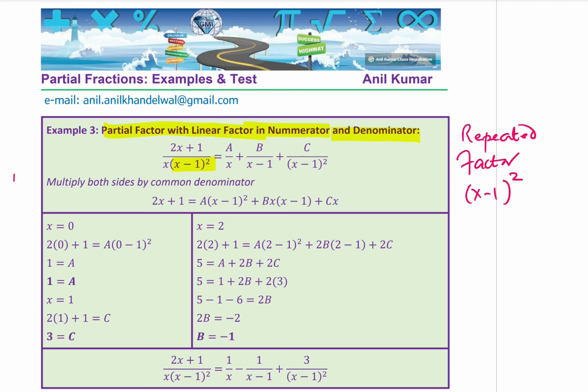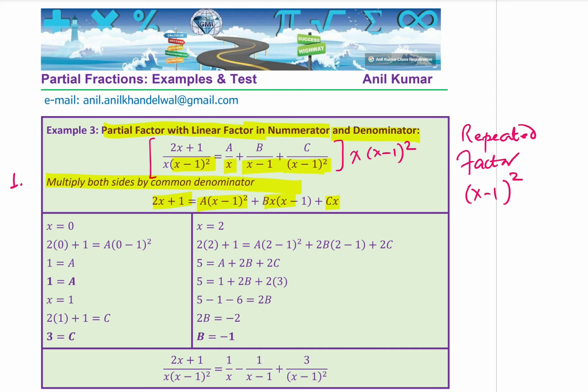So we'll again adopt the first method, which is we'll multiply both sides by the common denominator. In this case, it is x times x minus 1 whole square. So that will get rid of the denominator. So we'll get an equation to solve. The equation here is 2x plus 1 being on the left side, and on the right side, a gets multiplied with x minus 1 whole square, b gets multiplied with x and x minus 1, right? And c gets multiplied with x. So we get this particular equation.